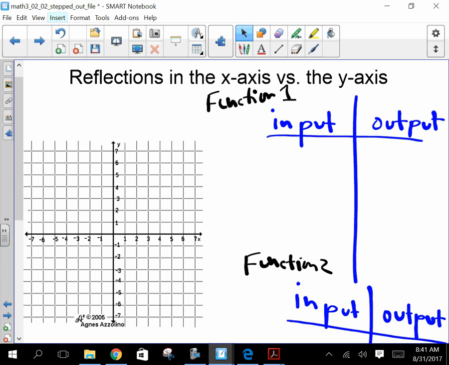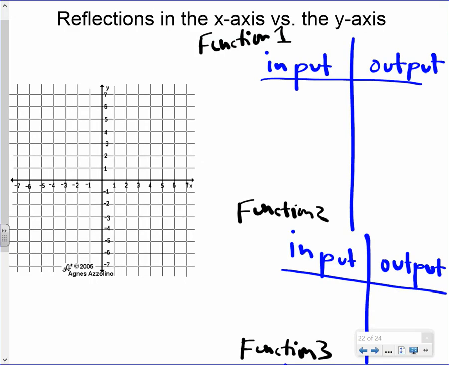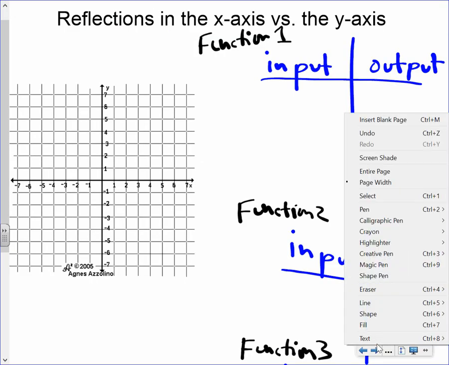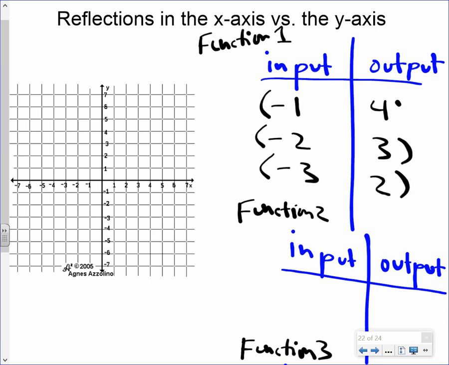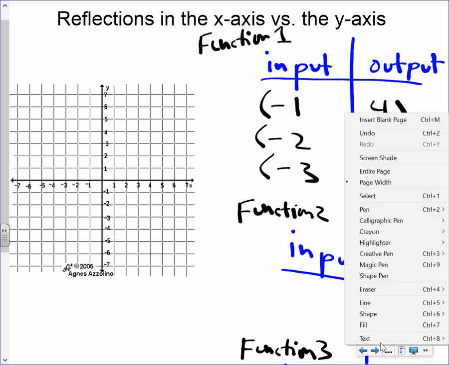Watch and see. So for the first input table, let's plot -1, +4, -2, +3, and -3, +2. So write those in the table and go ahead and plot those puppies. Right, Rodriguez? Let's plot these puppies.